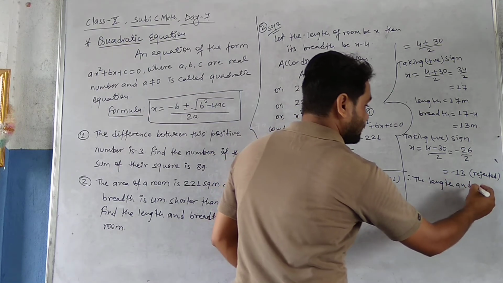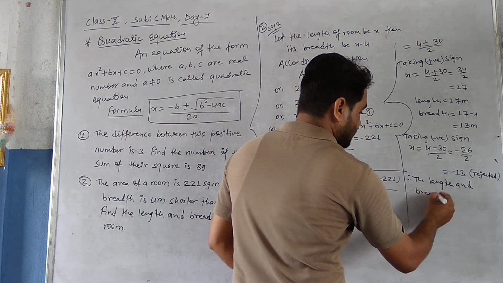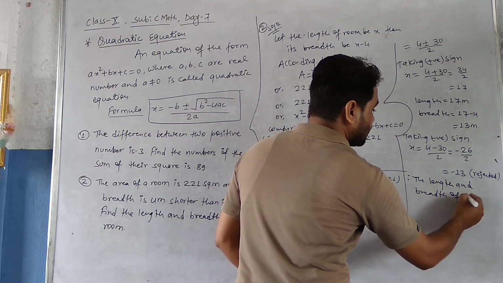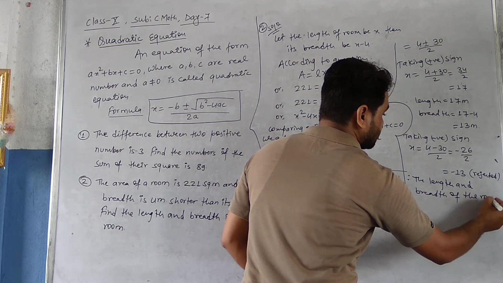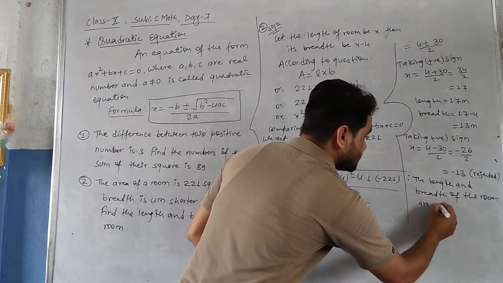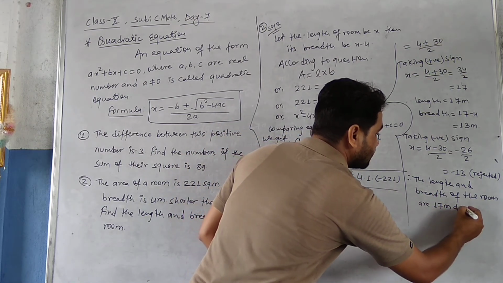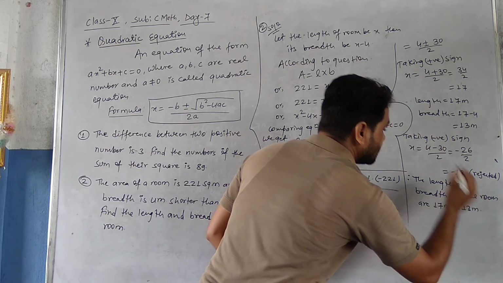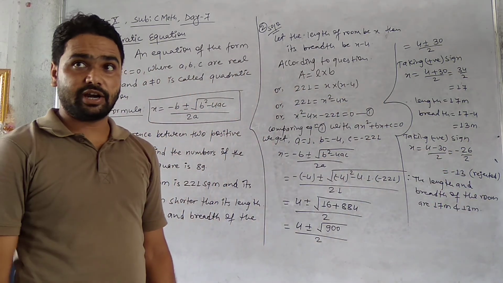Therefore the length and breadth of the room are: length is 17 meters and breadth is 13 meters. This is the required answer.